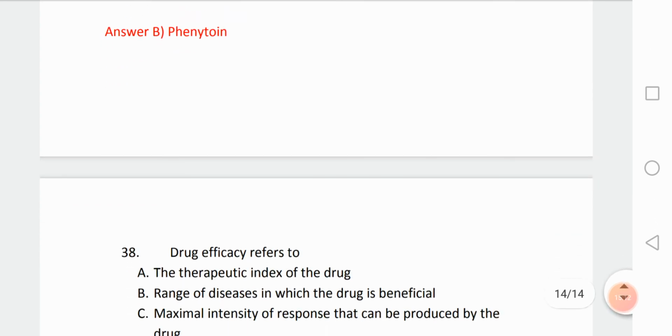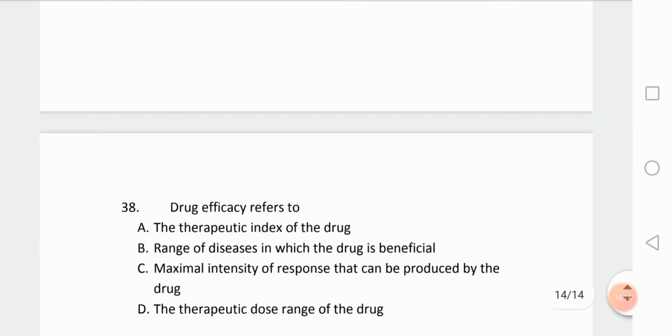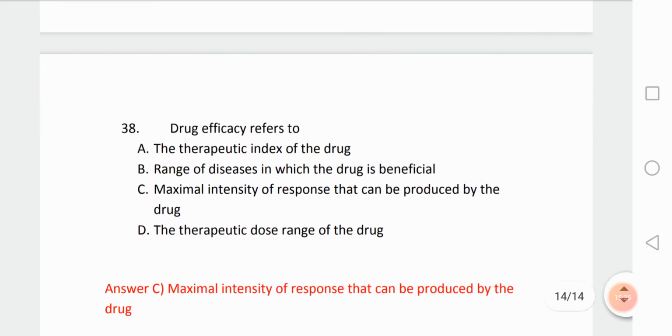And the 38th question: drug efficacy refers to A, therapeutic index of the drug; B, the range of disease in which the drug is beneficial; C, maximal intensity of response that can be produced by the drug; and D, therapeutic dose range of the drug. The answer is C, maximal intensity of response that can be produced by the drug.